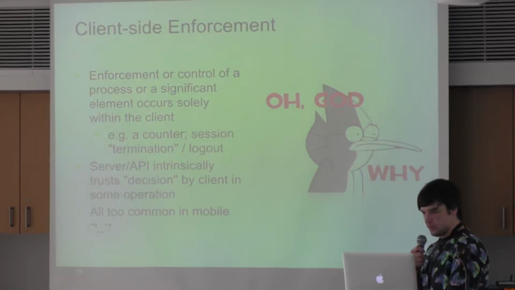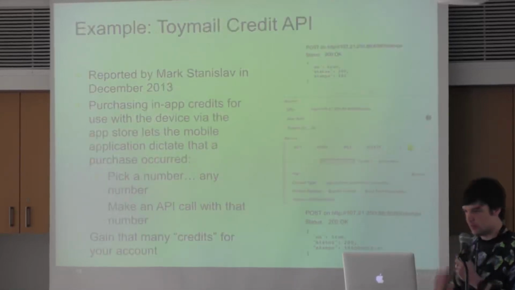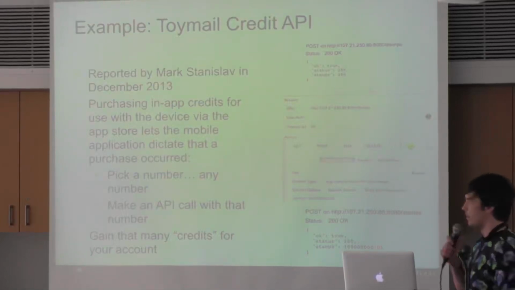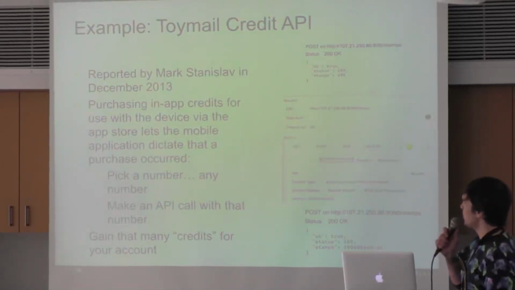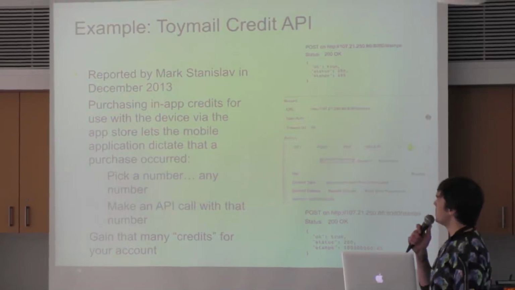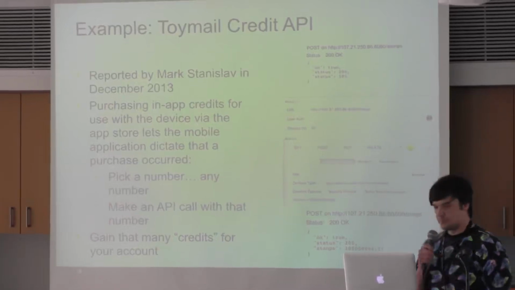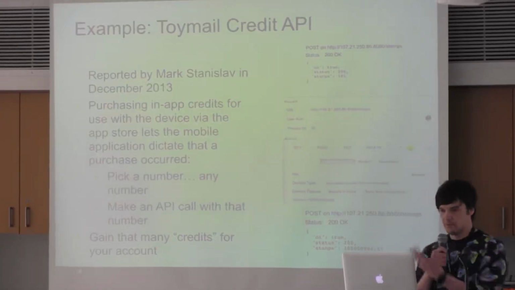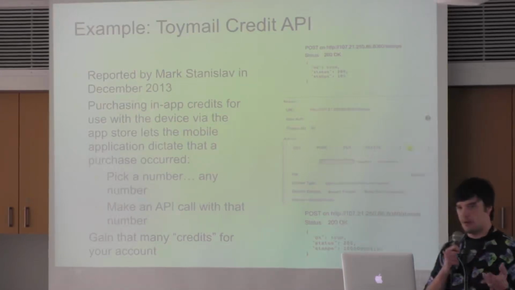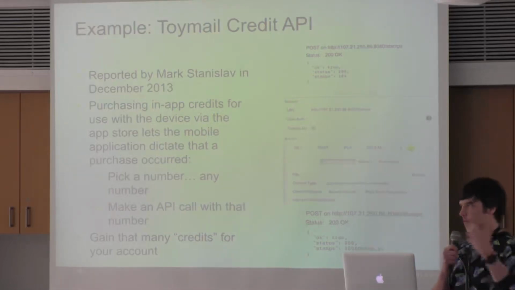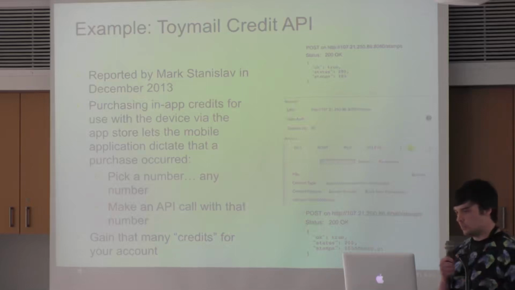But an example, my buddy Mark Stanislav discovered and reported this in December of 2013. We didn't really talk about who the vendor was the first few times we talked about this issue, but statute of limitations. So basically the way that this worked, this toy, called Toymail, you could buy these credits, they call them stamps, so that you could send messages to these various devices, and it would cost you a stamp every time you did it. So this was all done from in-app purchasing.